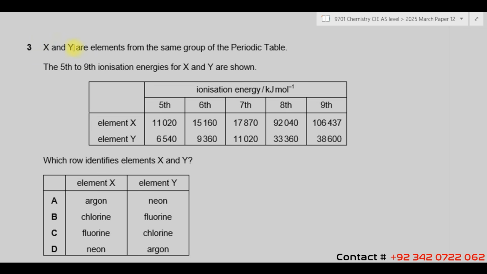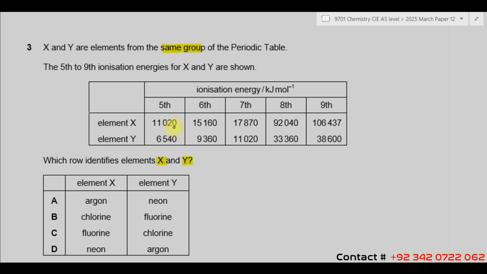Question number 3. X and Y are elements from the same group of the periodic table. 5th to 9th ionization energies are shown. We can see these are the values of ionization energies. Which row identifies element X and element Y?